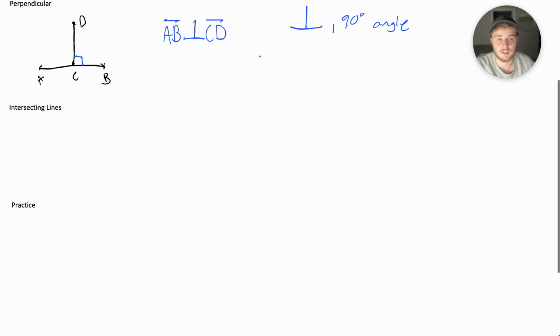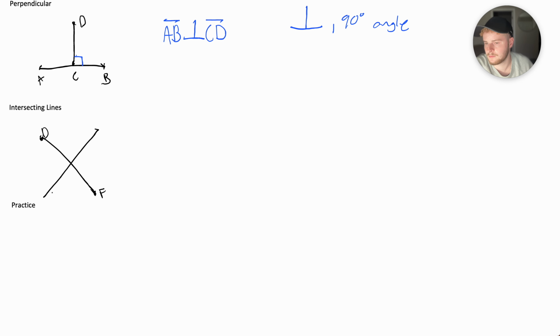Now when it comes to intersecting lines, it's exactly how it sounds. It's just going to be a set of lines that cross over each other. So a lot of different ways two lines can intersect, but we'll just draw an X. Make it pretty simple. Let's say this is line D and F here. And this is B and C.